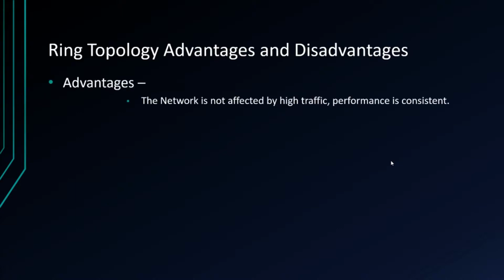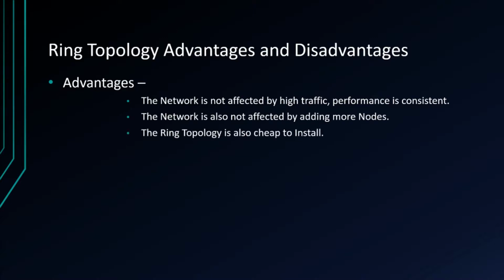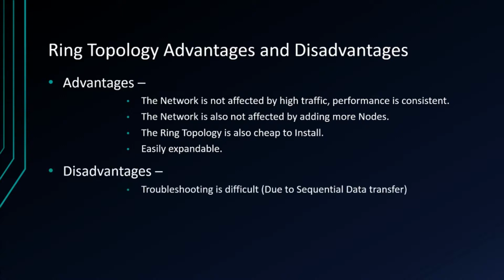Advantages: the network is not affected by high traffic, and performance is consistent. The network is also not affected by adding more nodes. It's also cheap to install compared to other topologies we'll talk about, and it's easily expandable as the ring just gets larger. So with disadvantages, troubleshooting is difficult due to the sequential data transfer.